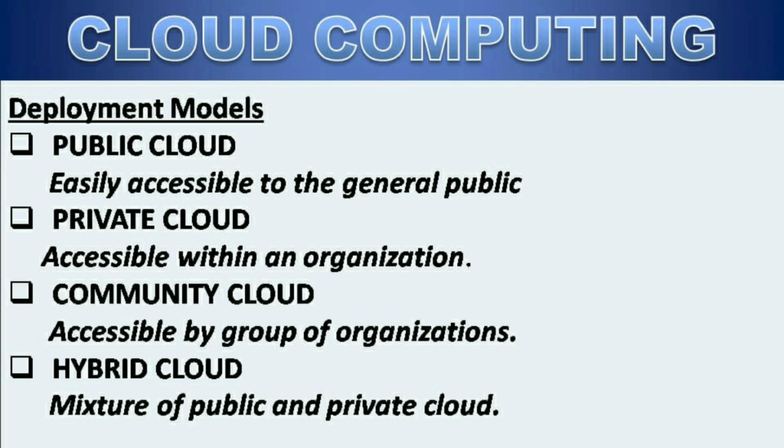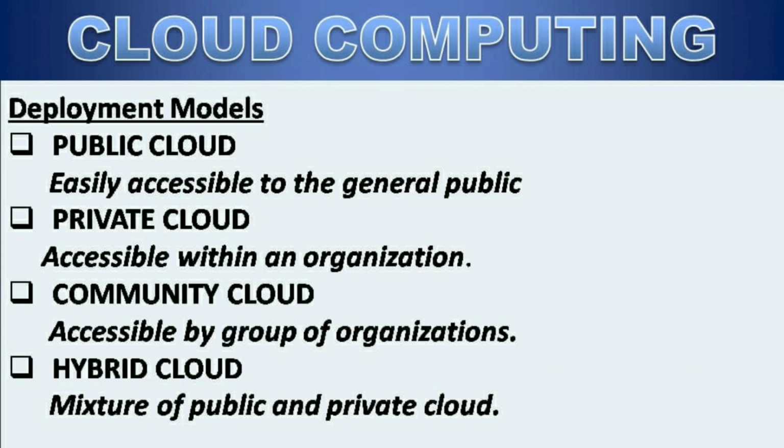Community cloud is accessible by a group of organizations. Only a group of organizations can access this, others cannot. Hybrid cloud is a mixture of public and private cloud. So some parts the public can access, some parts the public cannot access. So it is a mixture of public and private cloud. So these are the four types of deployment models.